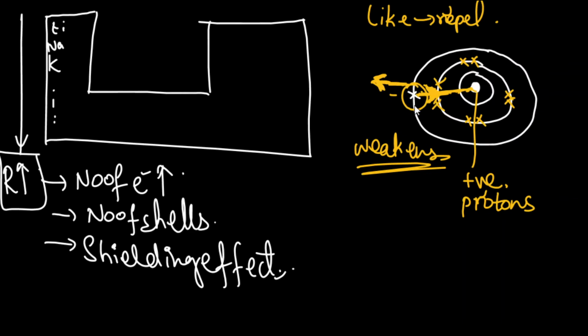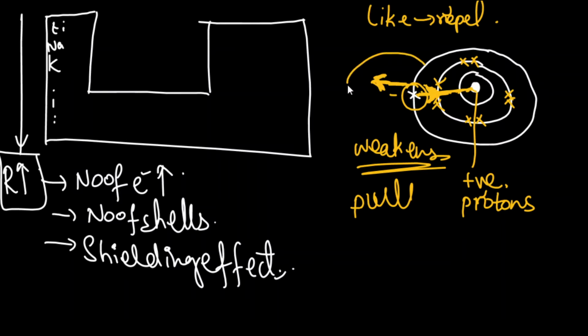If the attractive electrostatic force of the nucleus weakens, then that means the effective pull of the nucleus on the outer electron weakens. So the force by which the nucleus is holding these electrons towards itself, if that becomes weaker, then the electrons would move farther from the nucleus. They won't come closer to the nucleus. So this is exactly what's happening over here.